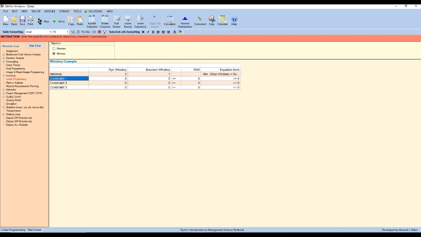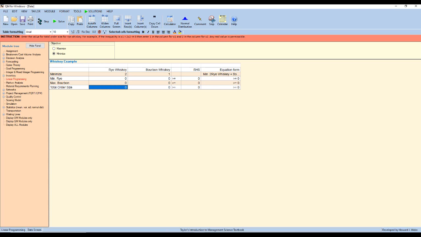First constraint is minimum amount of rye. Our second constraint is maximum amount of bourbon. And our third and final constraint is total order size.